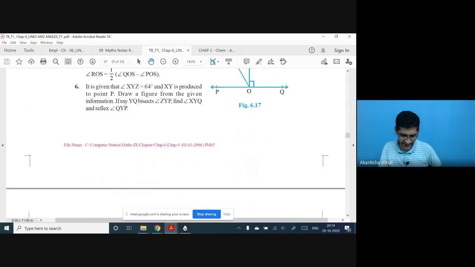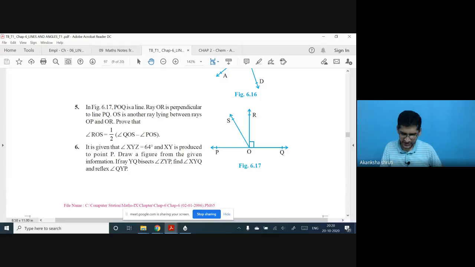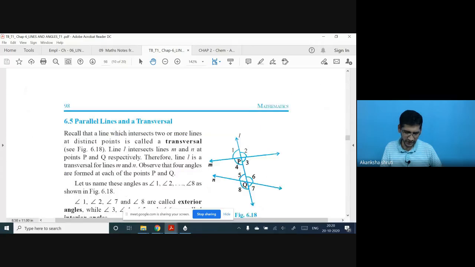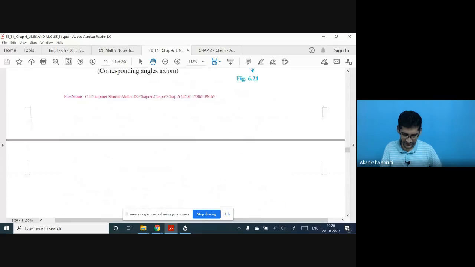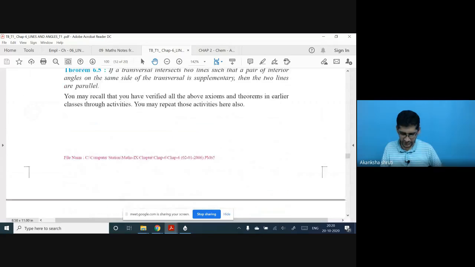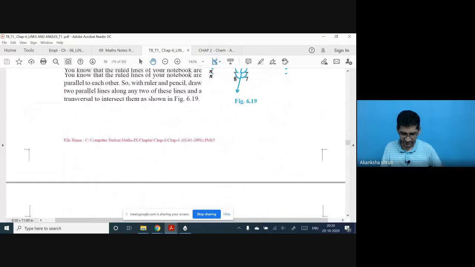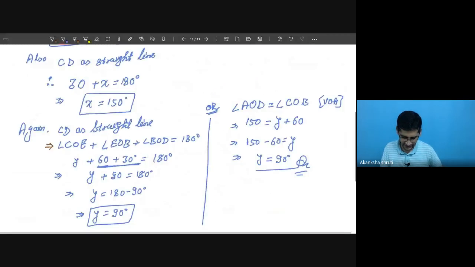Okay, next day I will solve some of these questions, and I will go for the next topic called parallel lines and transversal, their angles also. Okay, student? It says 6.1, no? Yeah, you have to solve this 6.1 only right now. Then we are left with 2 topics. I think in 2 more classes we are able to finish this chapter.